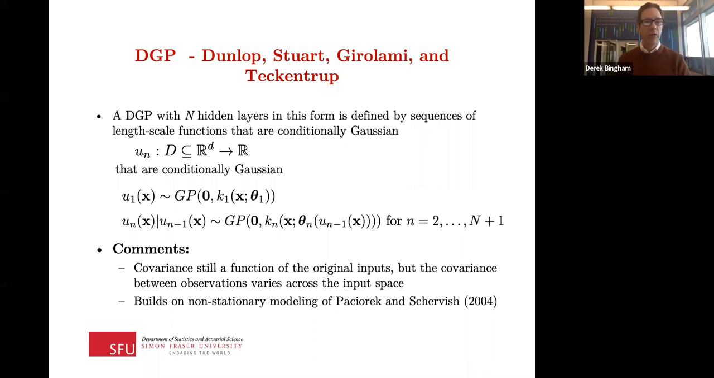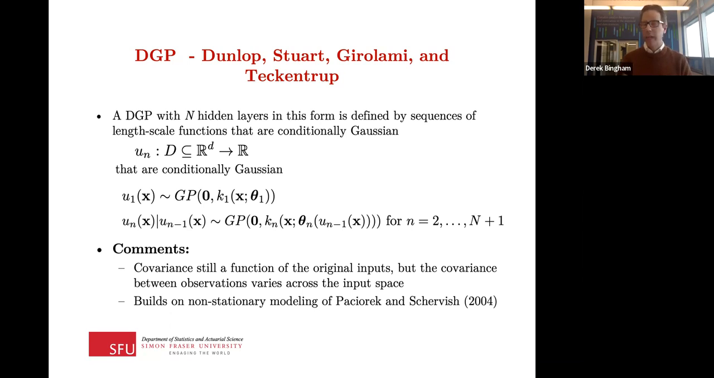The correlation between the observations at X1 and X2 may be some value. If X3 is the same distance from X1 as X2 was, the correlation of observations between X1 and X3 very well could be different, and the differences are taken into account by this length scale function. This builds on the non-stationary modeling work of Paciorek and Schervish. This is the other CMU link to this talk. There's Kerrie Kaufman's work and Chris Paciorek and Mark Schervish's work. What the deep Gaussian process does, this Dunlop et al. method, is really just continuously apply the Paciorek and Schervish method on the hidden layers.